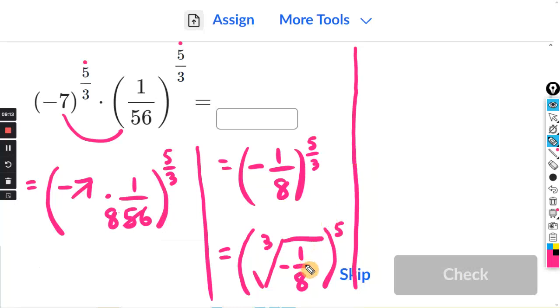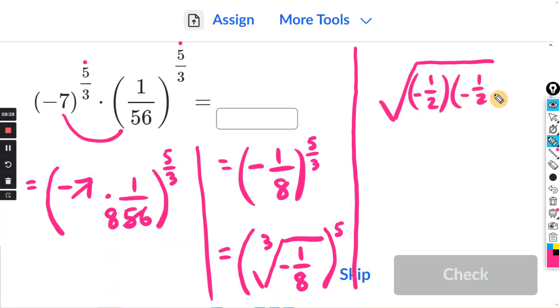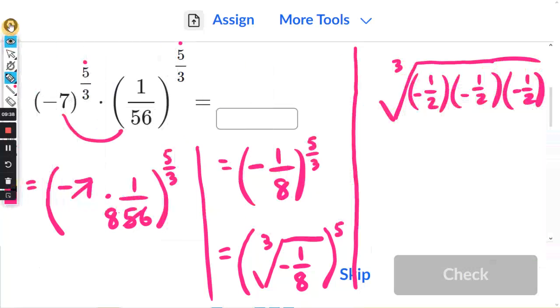What multiplied 3 times will give us -1/8? Well, let's see. If I did -1/2 times -1/2 times -1/2 and took the 3rd root of that, that would just be -1/2. And that entire quantity is raised to the 5th power.